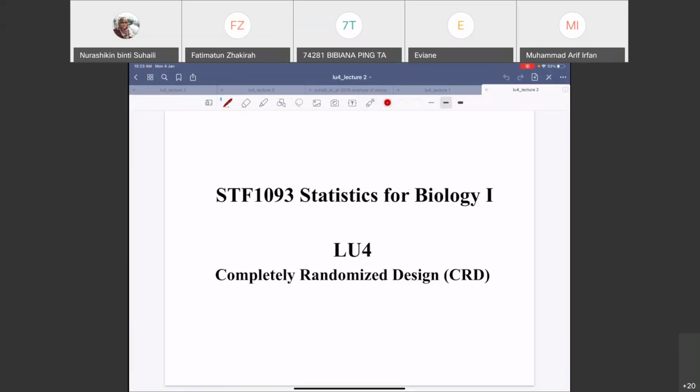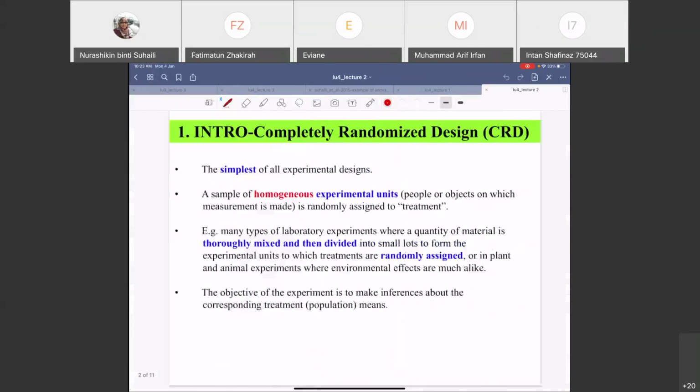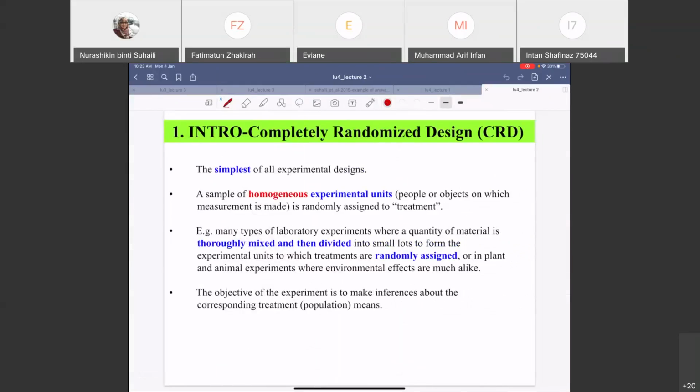So the second topic is what we call completely randomized design. It might be new to you, but actually it's not. It's what we have covered in ANOVA. Here we just see the rationale of one-way ANOVA. Just keep it first. This term, completely randomized design, what is it all about? Let me give you an example directly. It is the simplest of all experimental designs. It is a sample of homogeneous experimental units.